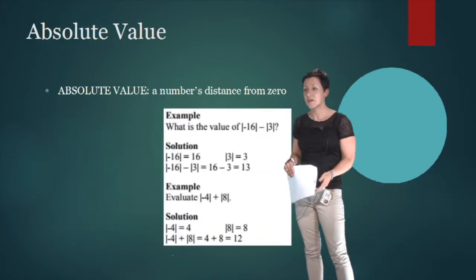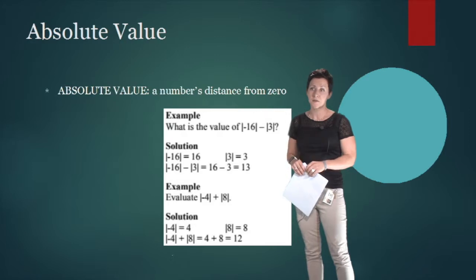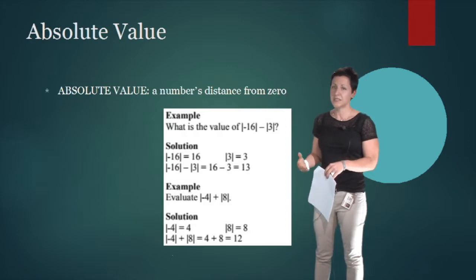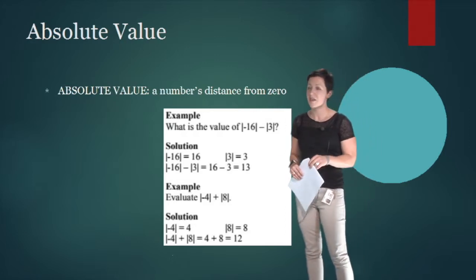Absolute value. Absolute value is going to be a number's distance from 0. One thing to remember is that it's always going to be positive once you've taken the absolute value because we're dealing with a distance. The negative is going to be the direction.